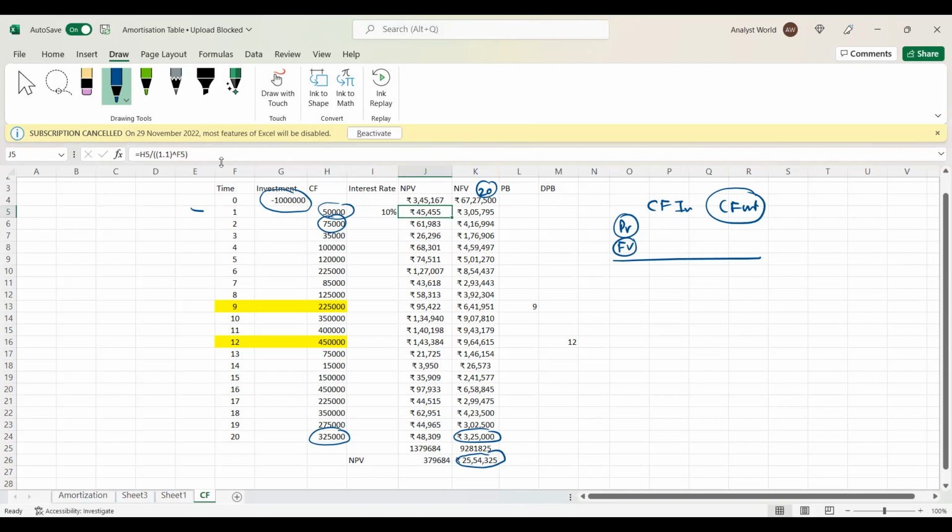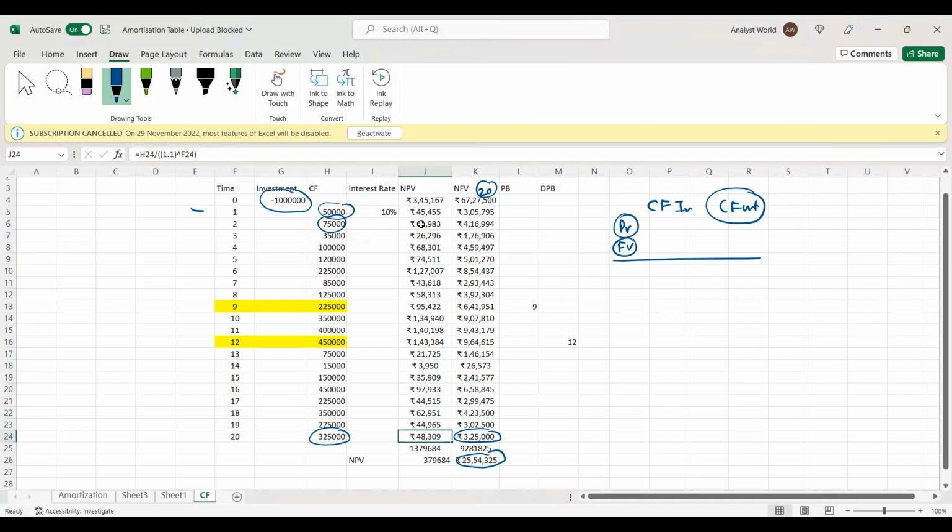So how do I do it? Just follow the syntax here. The syntax will give you an idea. It's a simple Excel sheet formula that we have used. Simply said, it is equal to H5 divided by 1.1, because 1 plus 10%. That is why it is 1.1 in the denominator, raised to the power F5. F5 happens to be this particular time period. Similarly, all the cash flows have been discounted, and discounted where? They have been discounted to the present value.